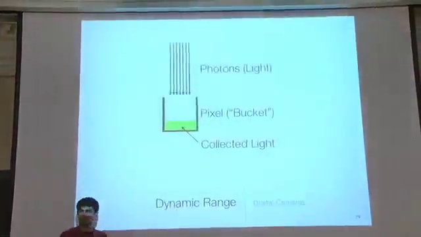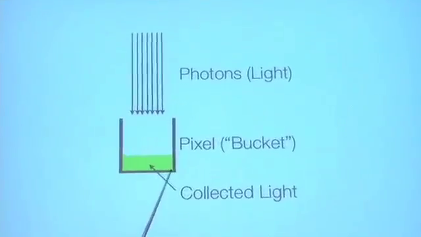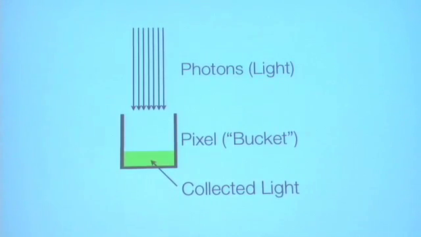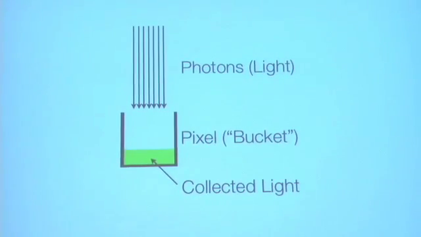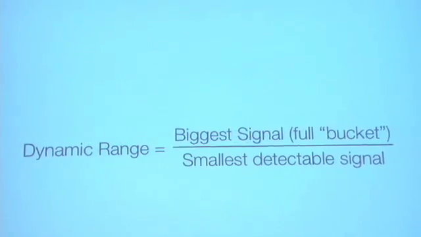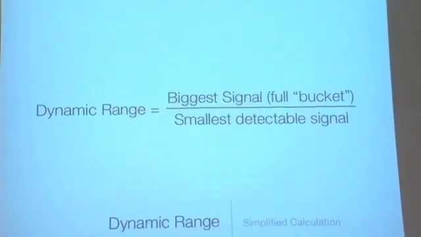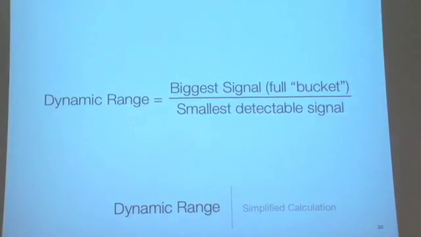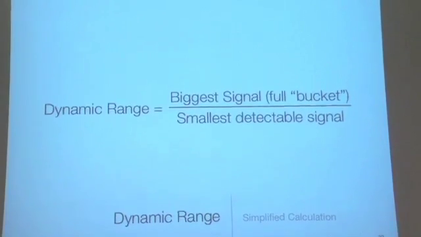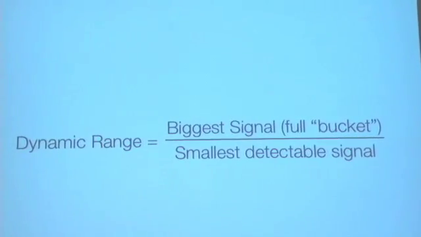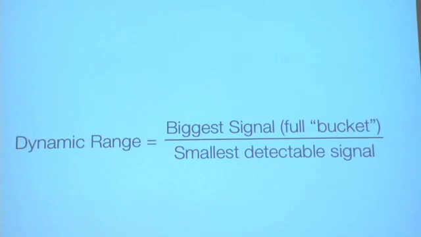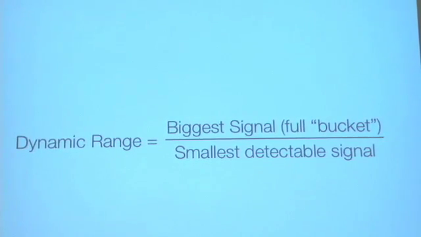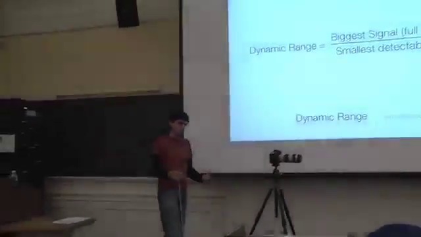So we have a maximum amount of light that we can collect. We have a minimum amount of light that we can collect. And we can figure out what the dynamic range of our camera is just by using a very simple equation. We can figure out what the most amount is, so the quantity of a full bucket, and divide it by the quantity of the smallest bucket that we can measure, or the smallest detectable signal. So if there's too much rain, the bucket's overflowing, it's not readable. You know it's overfull, but you don't know by how much.